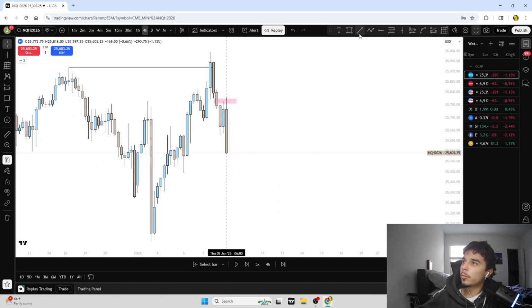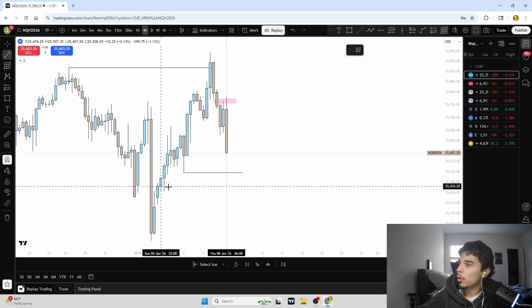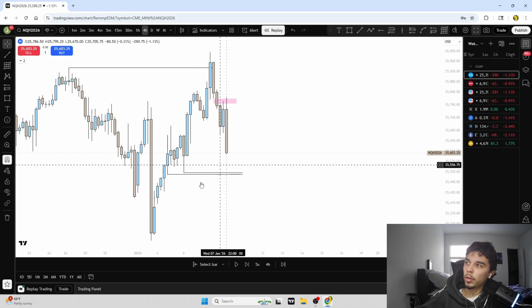Where's our next draw on liquidity? Well, it's probably going to be these 4-hour lows. What's at these 4-hour lows? There's also an unfilled 4-hour gap right beneath those 4-hour lows. So this is a good draw on liquidity somewhere in here as well.